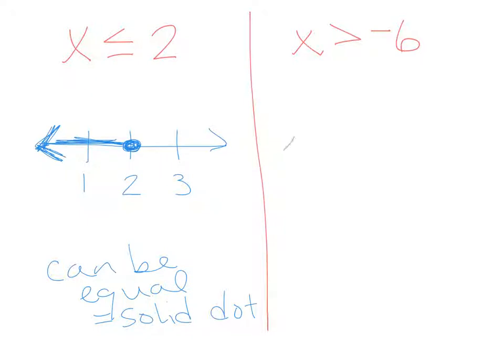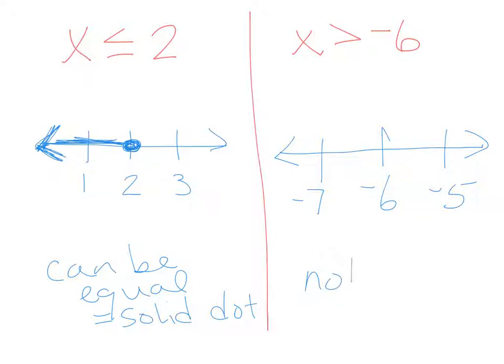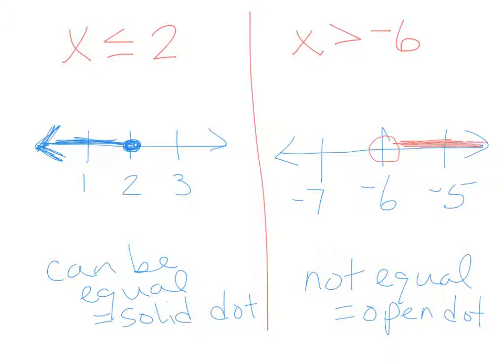For x is greater than -6, be careful when you do the number lines with negatives, because 1 up from -6 is actually -5, and 1 down from -6 is -7, so be careful not to get it backwards. Now this is greater than, and this is not equal, so this is going to be an open dot. So I have an open dot on my -6, and then all the numbers greater than -6 are to the right. So it looks like that.